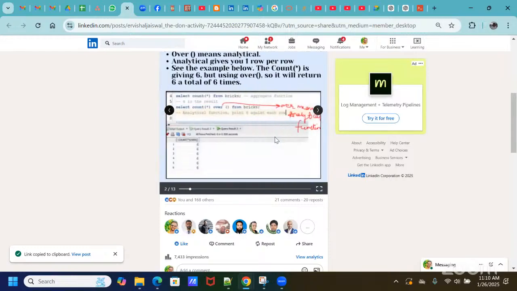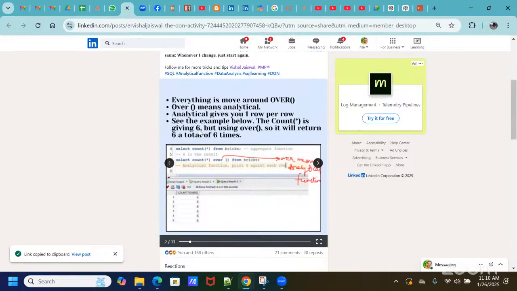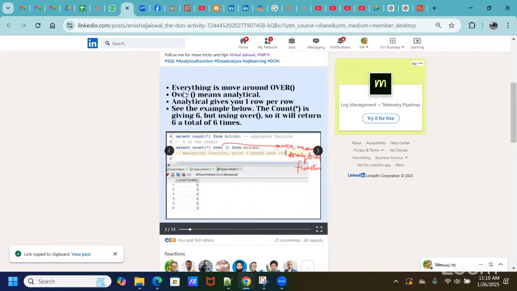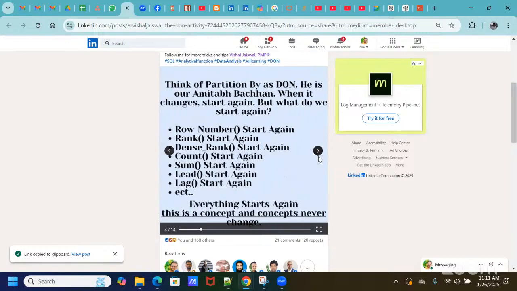See this example. Everything moves around over. Over means analytical. Analytical gives you one row per row. See the example. Count star is giving 6. But when I do over, over means analytical. 6, 6, 6, 6, 6, 6. Each and every person. Think of partition by as a don. He is our Amitabh Bachchan. When the value changes, it starts again: row number starts again, rank starts again, count starts again, sum starts again, lead starts again, lag starts again.